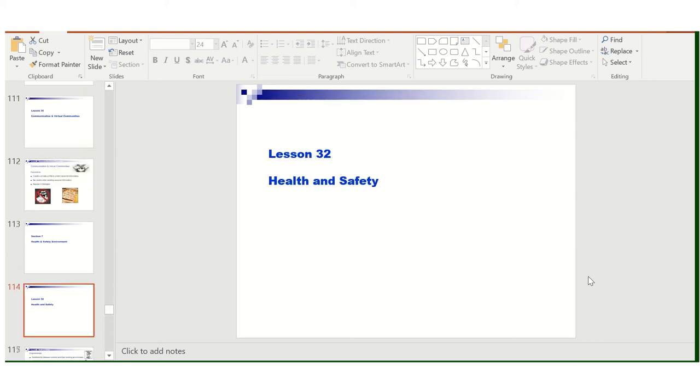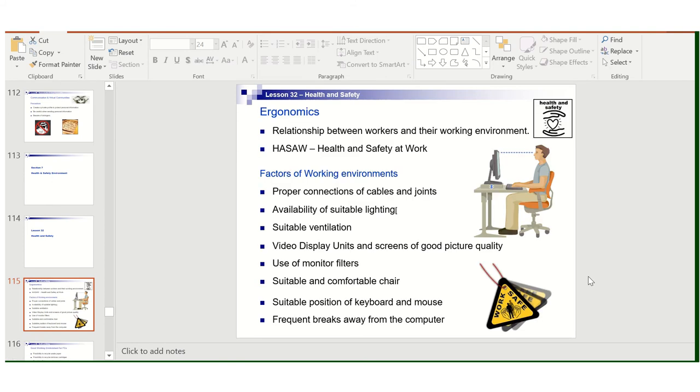Okay. Health and safety. Guys, I'm a wellness person and I advocate. So guys, if we're using these computers, let's be careful of how we sit. It's called ergonomics, you know. So let's just try and understand the fact that computers are good and well, but you can end up having a painful back.